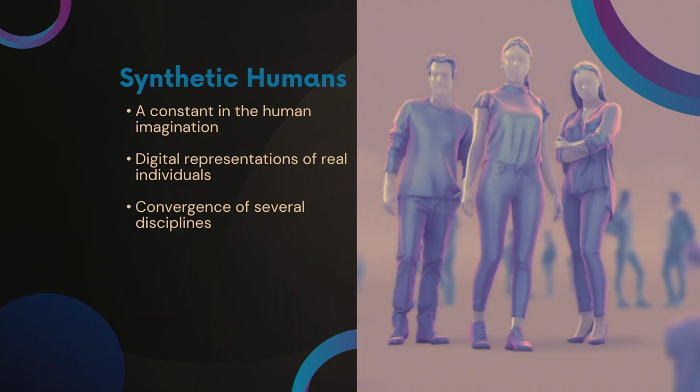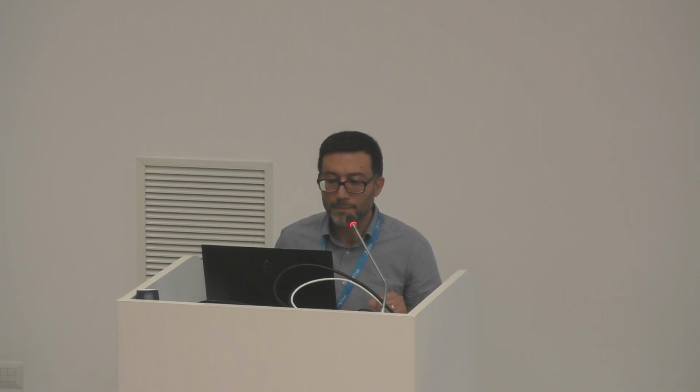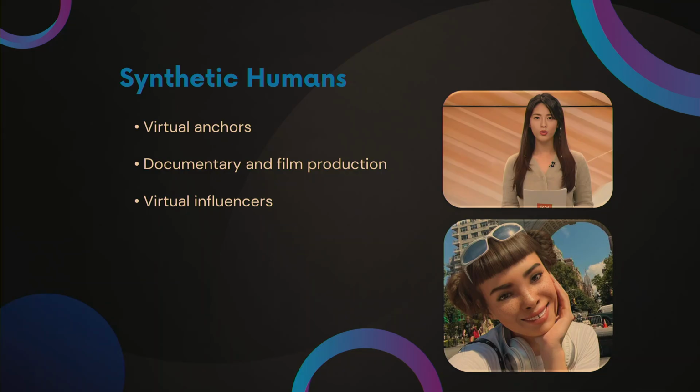The concept of synthetic humans has been a constant in human imagination, from mythological stories such as the legend of Pygmalion to Frankenstein by Mary Shelley. I mean, this concept has spanned time. Nowadays, it not only persists, but it has been amplified by the advancement in the technological landscape. In the entertainment industry, synthetic humans are used as virtual anchors in documentary and film production, thanks to the ability to recreate historical characters, but it's in social media that virtual influencers have gained a lot of attention.